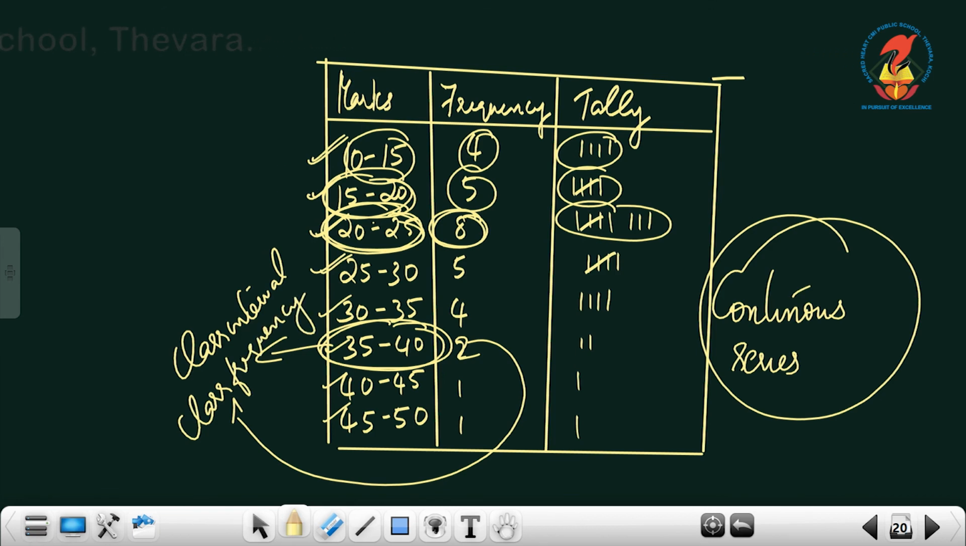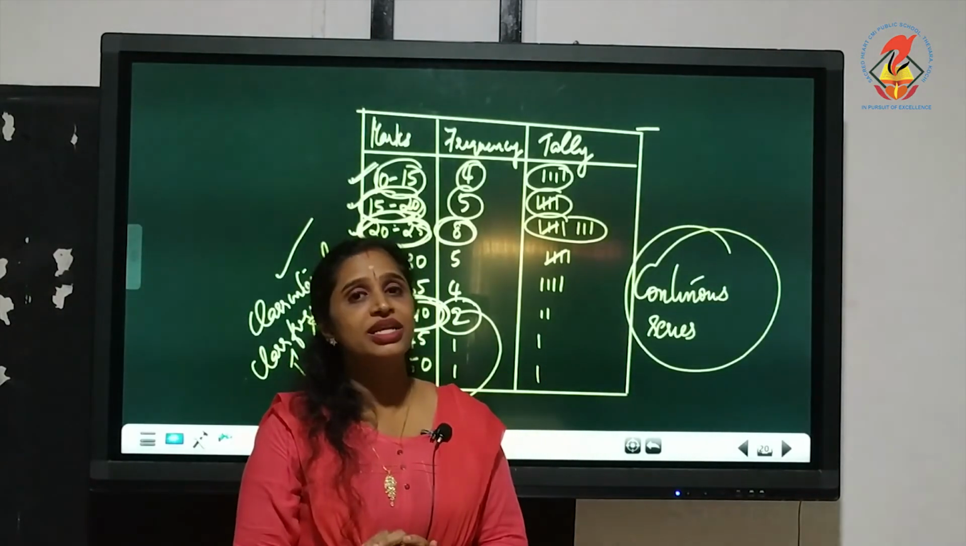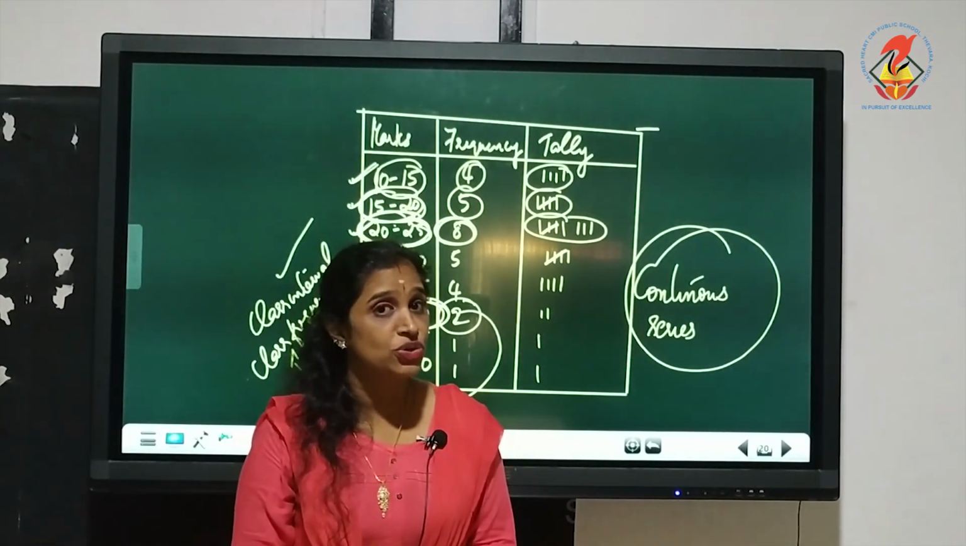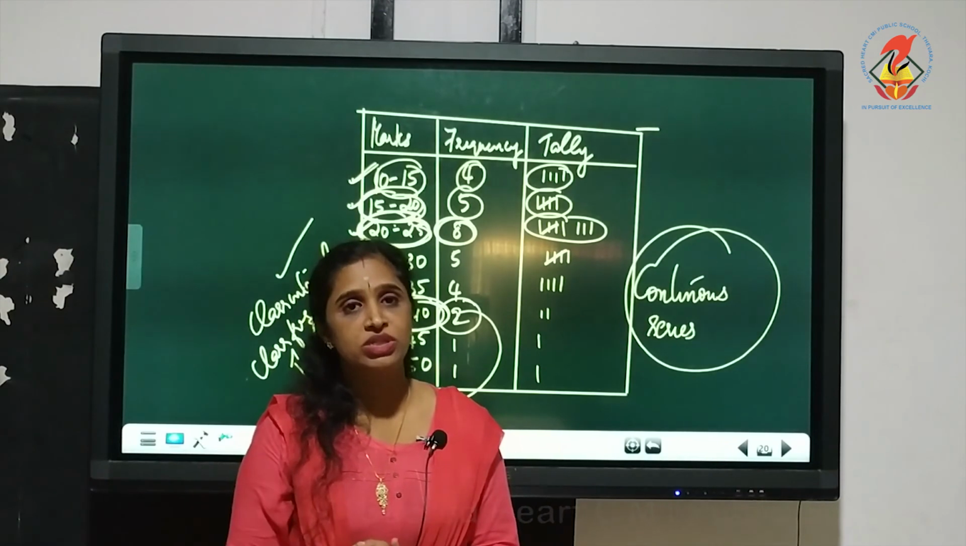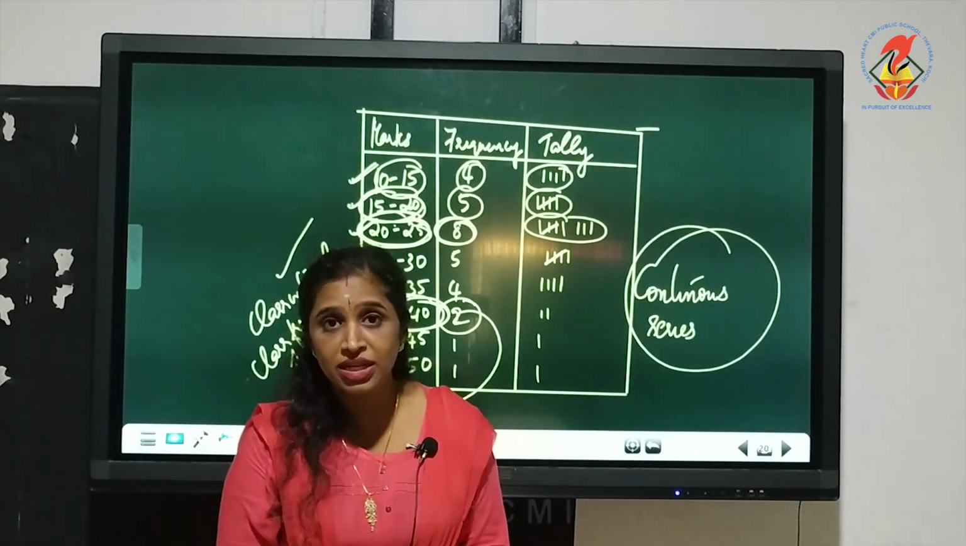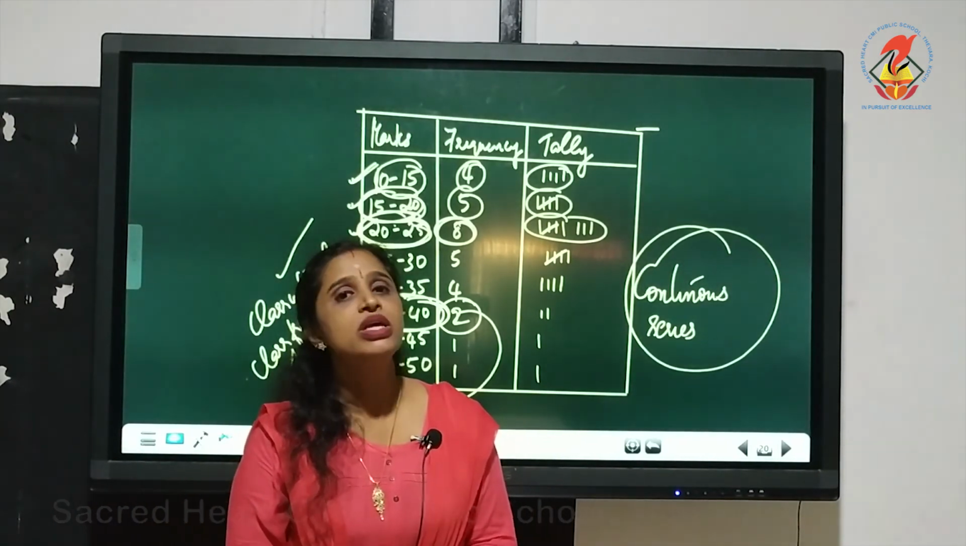Now I hope it is clear to you. So this range of values is known as a class interval, and the frequency related to this class is known as class frequency. I hope the difference between discrete series and continuous series is clear to you. In a discrete series, exact values are given, whereas in a continuous series, a range of values is given, so exact values cannot be represented.